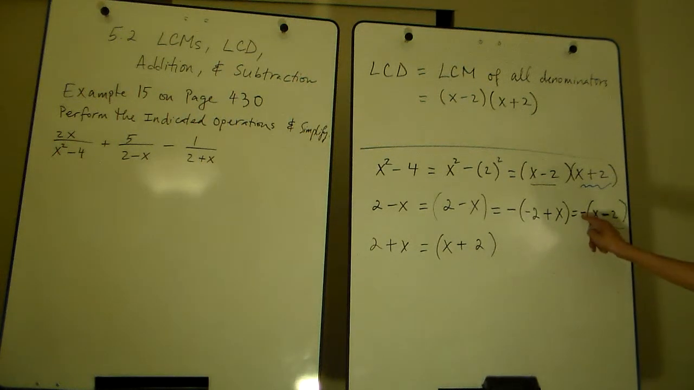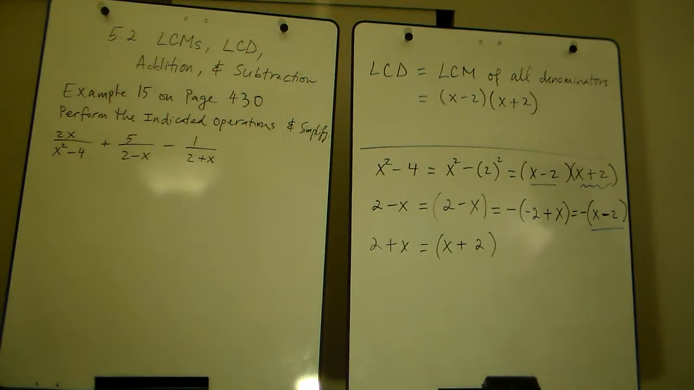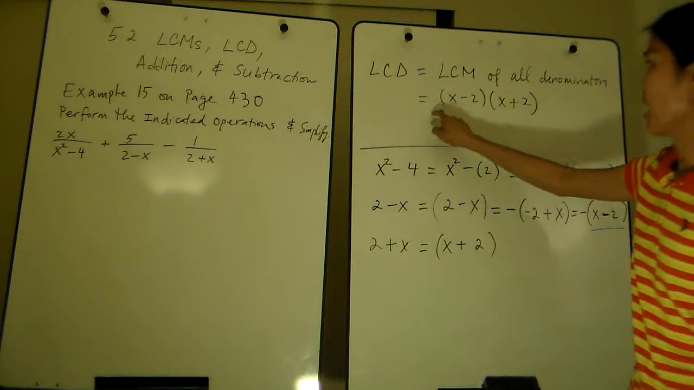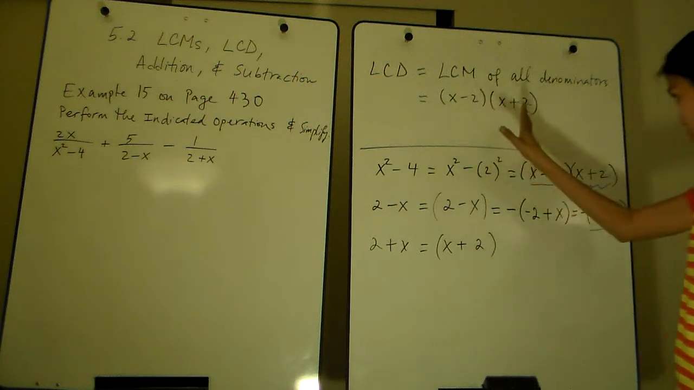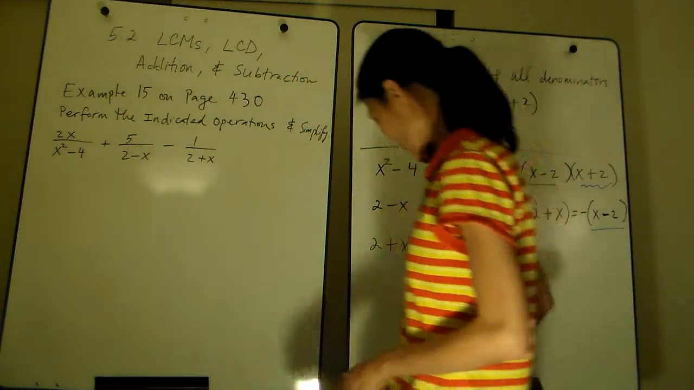So you can consider this negative in the LCD, but to make it easier, just keep it as x minus 2 times x plus 2 so that we don't have to worry about the sign, okay? Again, you can pick the LCD as x minus 2 times x plus 2, or including the negative right here. So you have negative of x minus 2 times x plus 2, it's up to you. But I would keep it positive, it's easier to work with. Alright.